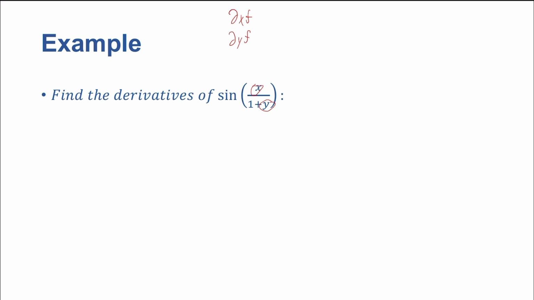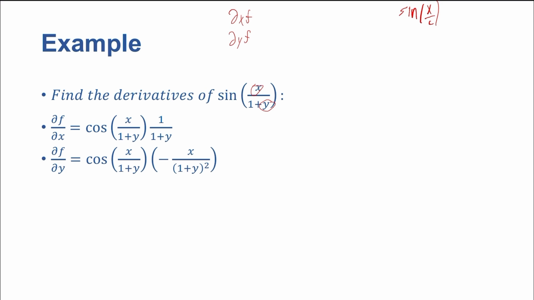Well, I hold y constant, so I've essentially got sine of x over a constant. Well, that's fairly easy to do. When we differentiate this, we take the derivative of the outside function, so cosine of the inside function, x over 1 plus y, times the derivative of the inside function, which is just 1 over 1 plus y. It's fairly easy. Now we do the derivative with respect to y.